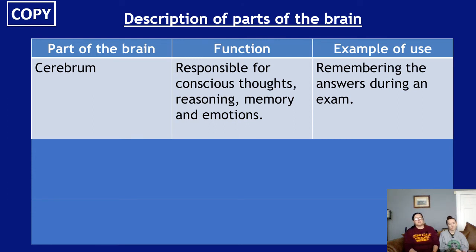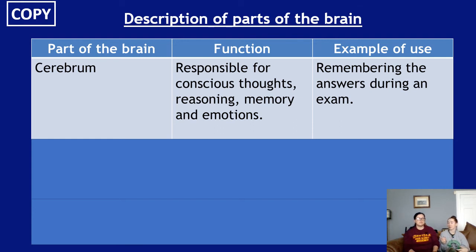Okay, so just to summarize the descriptions, it'd be a good idea to have this in your jotter, in your notes, or that sort of thing. So the cerebrum is responsible for conscious thoughts, reasoning, memory, and emotions. An example of that use is remembering the answers during an exam. Your cerebellum controls the balance, coordination and movement of the body. An example of a time this might be used more would be riding a bike.